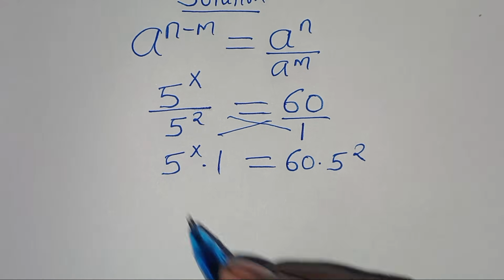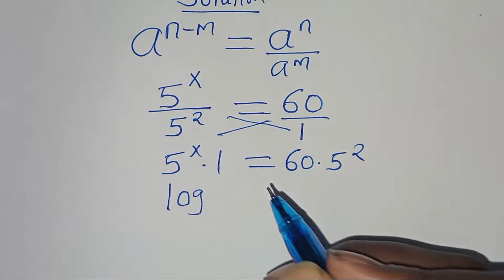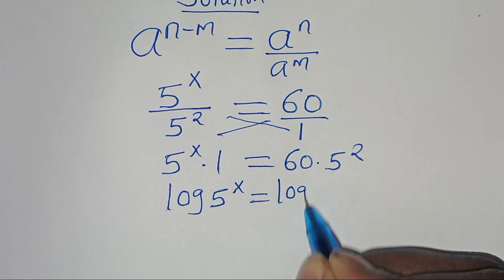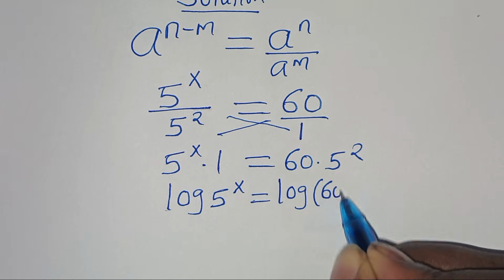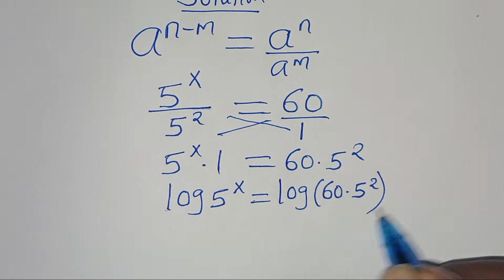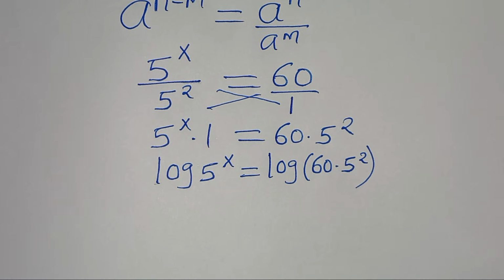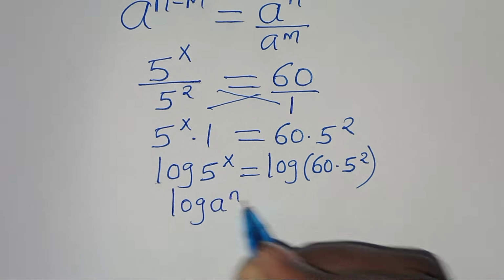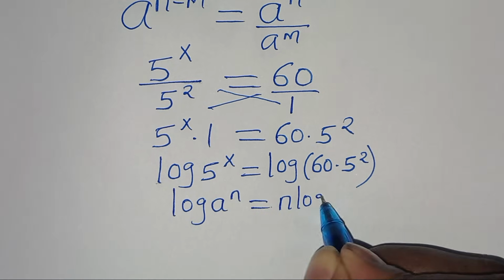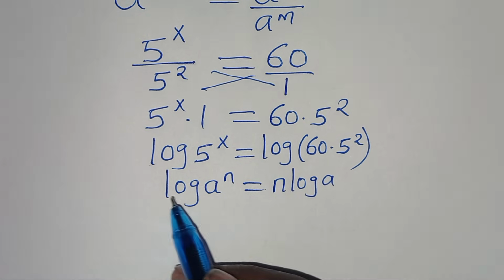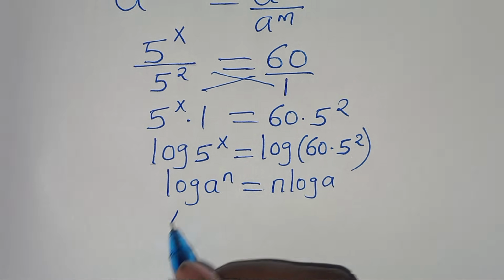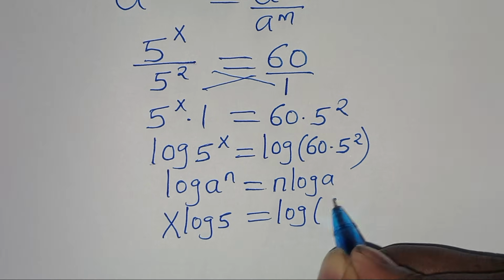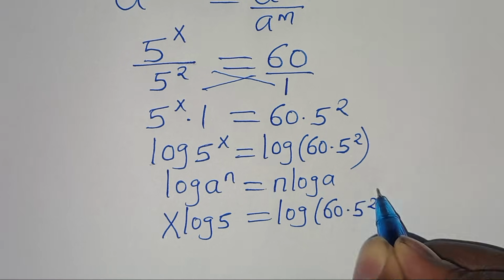To solve for x here, we introduce logarithm on both sides. So we have log 5 to the power of x equal to log of 60 multiplied by 5 to the power of 2. Now, log 5 to the power of x is in the form of log a to the power of n, which we can express as n log a. Applying this logarithm property, log 5 to the power of x becomes x log 5, equal to log of 60 multiplied by 5 to the power of 2.